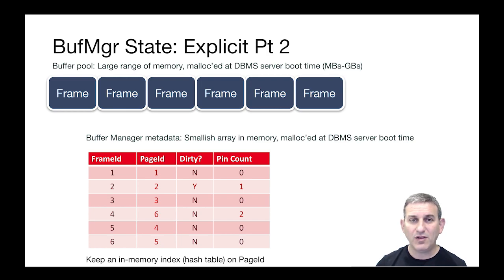So this is a rather small array in memory, which we also malloc when the DBMS starts. And you can think of it as a little in-memory table. It's got frame IDs, page IDs, a dirty bit that says whether the page is dirty or not, and something called a pin count, which we'll talk about shortly. And we're going to keep this data structure indexed by the page ID so that you can do quick lookups in here and say, where is page 6, for example? And the answer would be page 6 is in frame ID 4. And that's how we go find the physical location in RAM of page 6 from the disk.